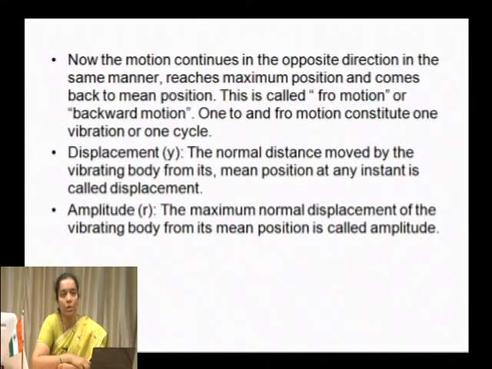One to and fro motion constitutes one vibration or one cycle. The displacement y of the body executing oscillatory or vibratory motion is defined as the normal distance moved by the vibrating body from its mean position at any instant. The maximum displacement of the vibrating body from its mean position on either side is called amplitude, and it is represented as r. Both displacement and amplitude are measured in meters. The dimensional formula is M0, L1, T0 for both displacement and amplitude.